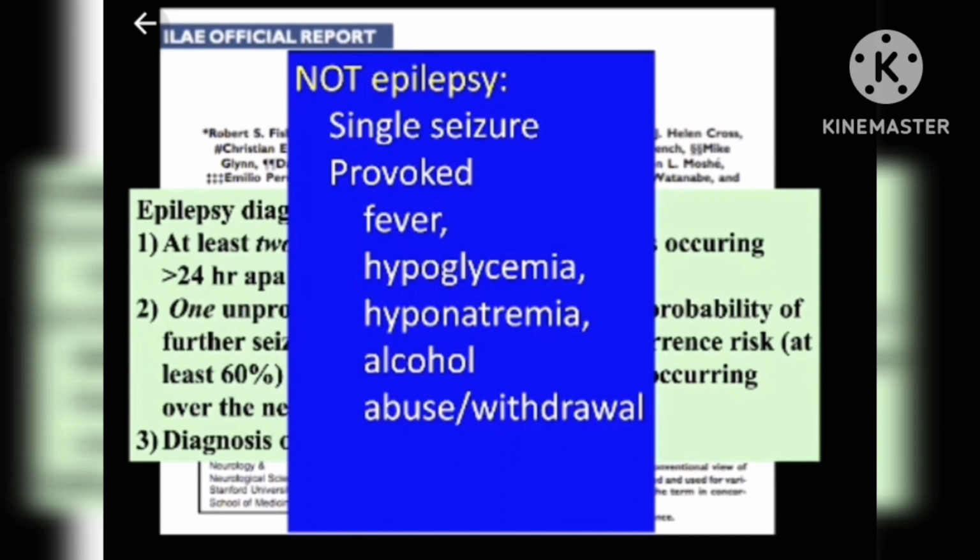So if a seizure is provoked only by fever, only by hypoglycemia, some metabolic disturbance, hyponatremia, alcohol either abuse or withdrawal, drug abuse, drug withdrawal, all these things can produce seizures, a flurry of seizures. Just because there is a flurry of seizures, it is not epilepsy. So these are very, very important. A single seizure is not epilepsy except under some circumstances. Provoked seizures due to some metabolic or toxic factors are not epilepsy, even though they are multiple seizures.